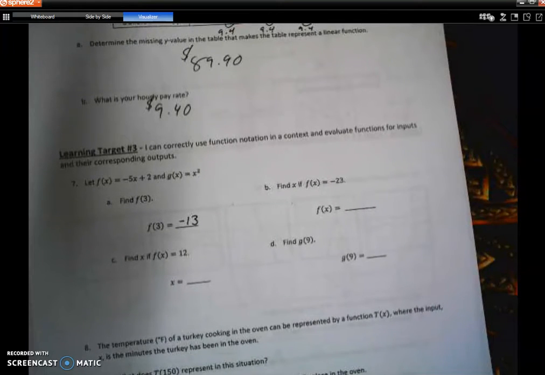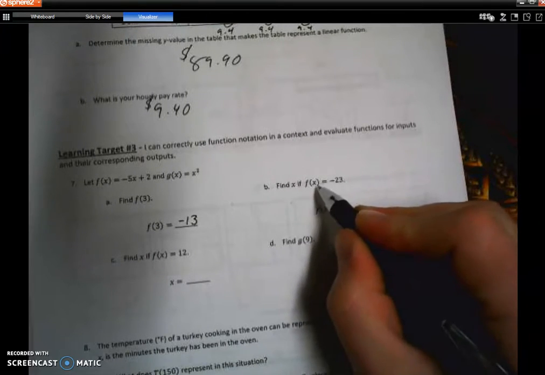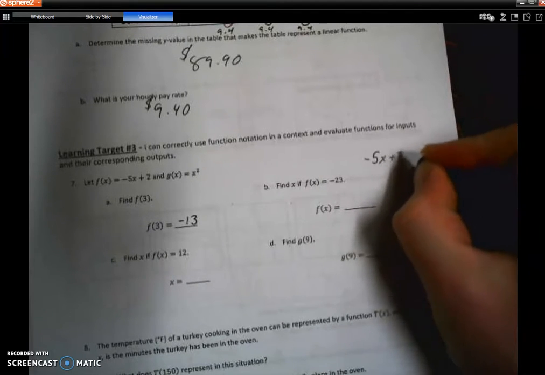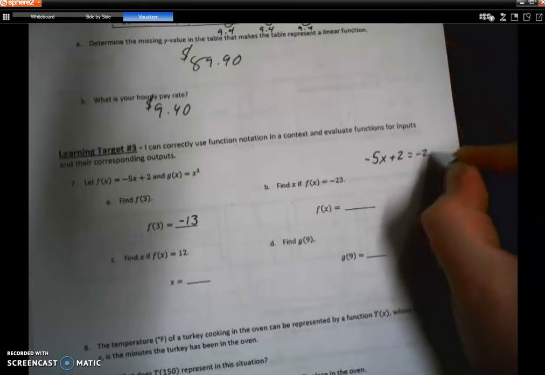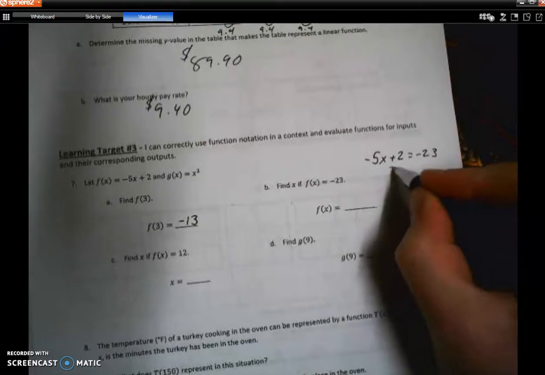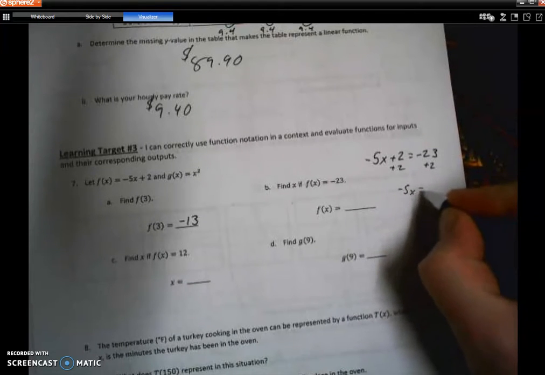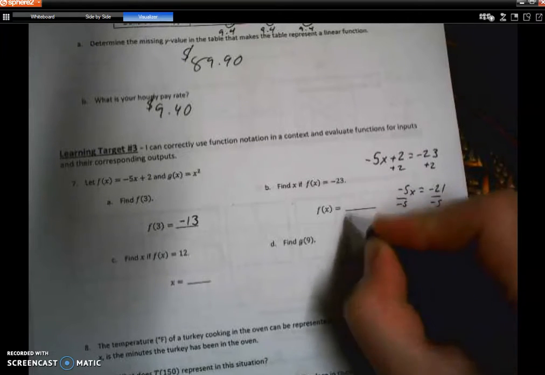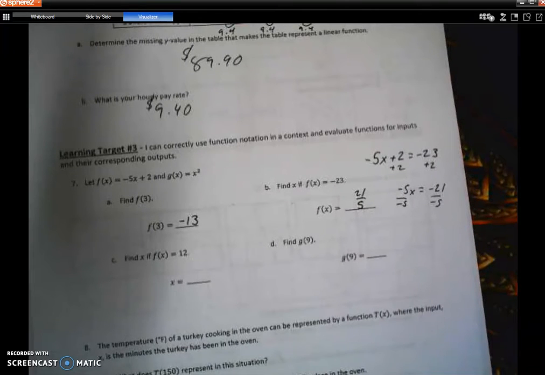Right? So now, f of x equals negative 23. So it's working backwards. We don't know what to plug in, but we know what it equals. So we know that negative 5x plus 2, which is f of x, has to equal negative 23. So then I would subtract 2 from both sides. You get negative 5x equals negative 21, and then divide by negative 5. x equals 21/5. Two negatives make a positive. Can't divide it by 5, so we're just going to leave it as a fraction.